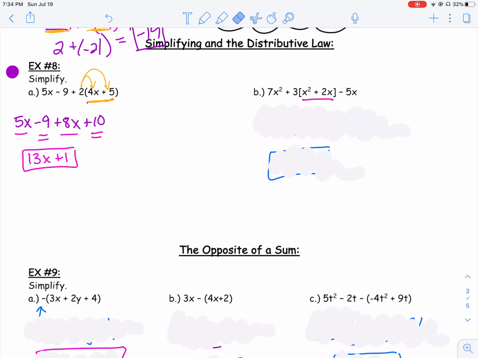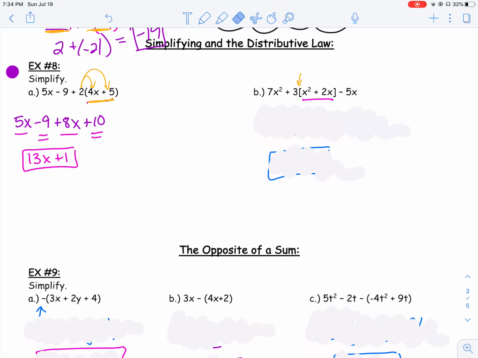So look at B. I notice that I have parentheses or brackets, but inside, I have an x squared and a 2x. Those aren't the same exact things, right? One of them is an x squared and the other one is just an x. So they're not like terms. So I can't really do anything inside the parentheses. But I do notice that I have a 3 that's right next to the parentheses, which means I really want to multiply everything in those parentheses by 3.